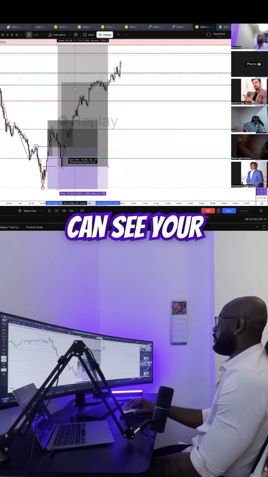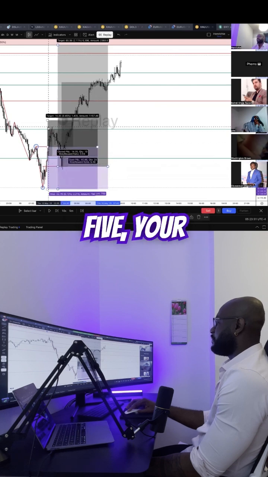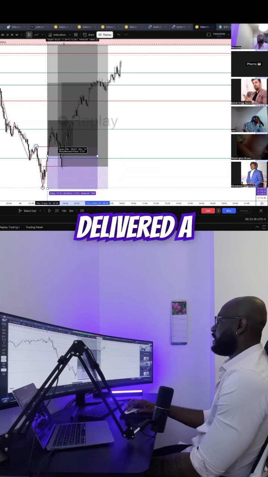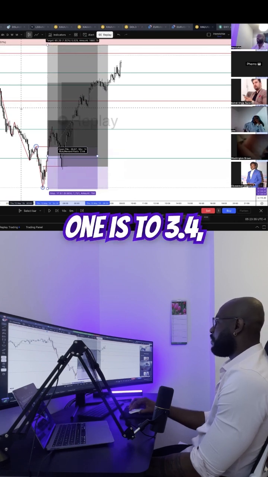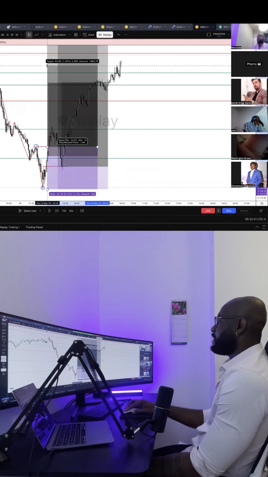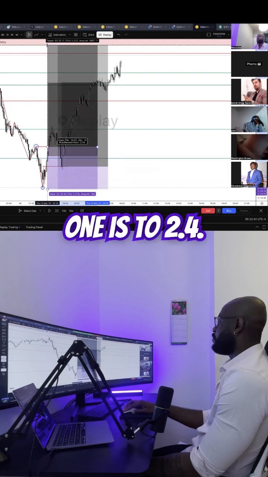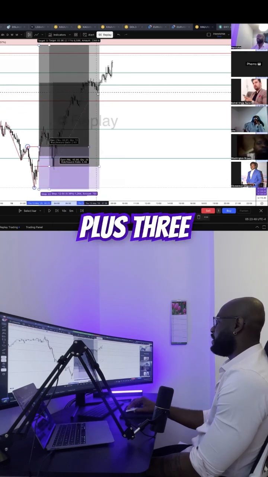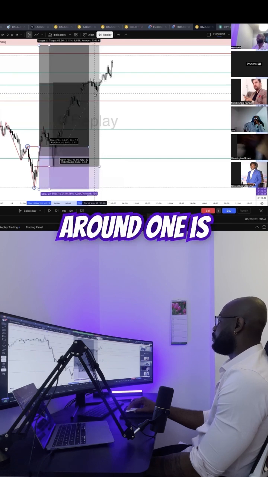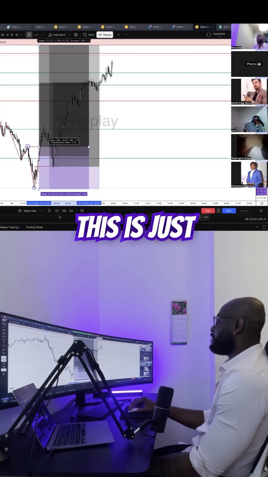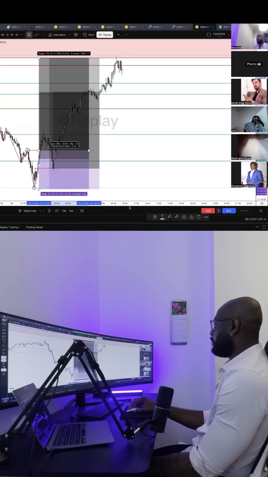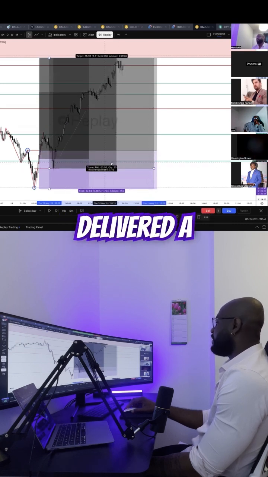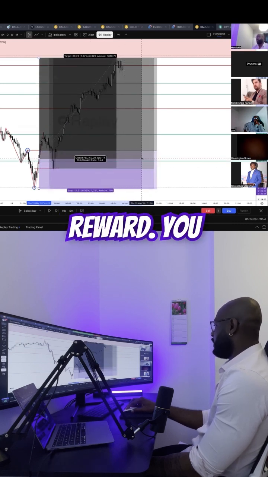You can see your third entry already delivered a 1:5. Your second entry delivered a 1:3.4. And your first entry delivered a 1:2.4. So if you do the maths, it's a total of 2 plus 3 plus 5, which is around 1:10 in total. And this is just one setup. This one setup already delivered a 1:10 risk to reward.